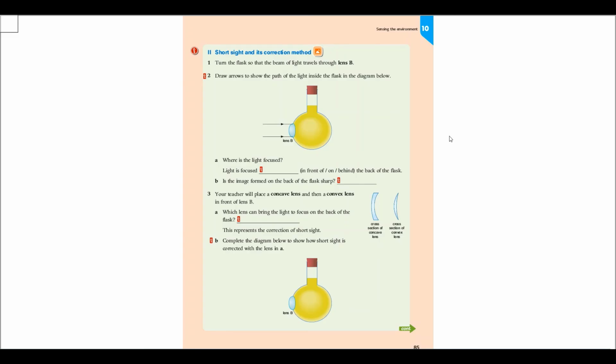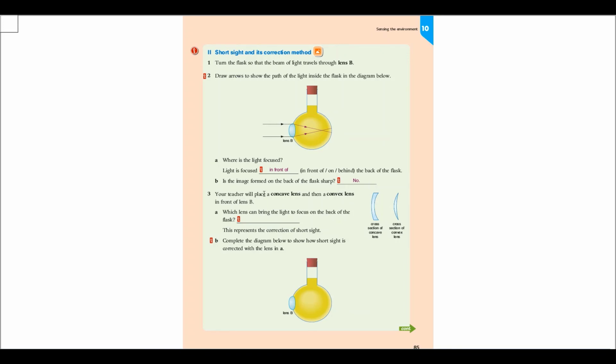And on to the next page. So about short sight and long sight, the diagram should be like this, alright? For a thicker lens, the light is focused in front of the back of the flask. So the image formed, of course, is not sharp, right? This point is sharp, and then the light diverges again. Diverge means they go in different directions, alright? So it is not a sharp image formed.